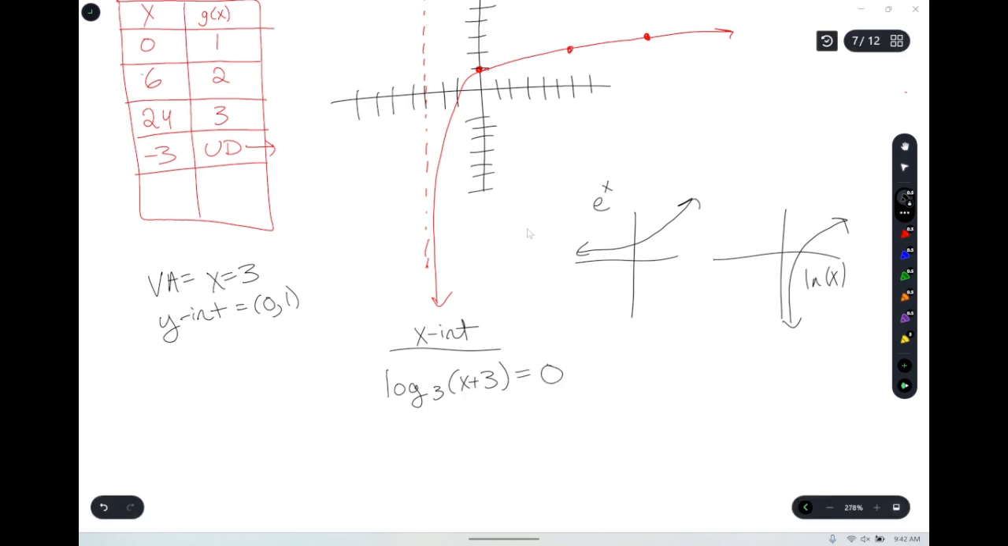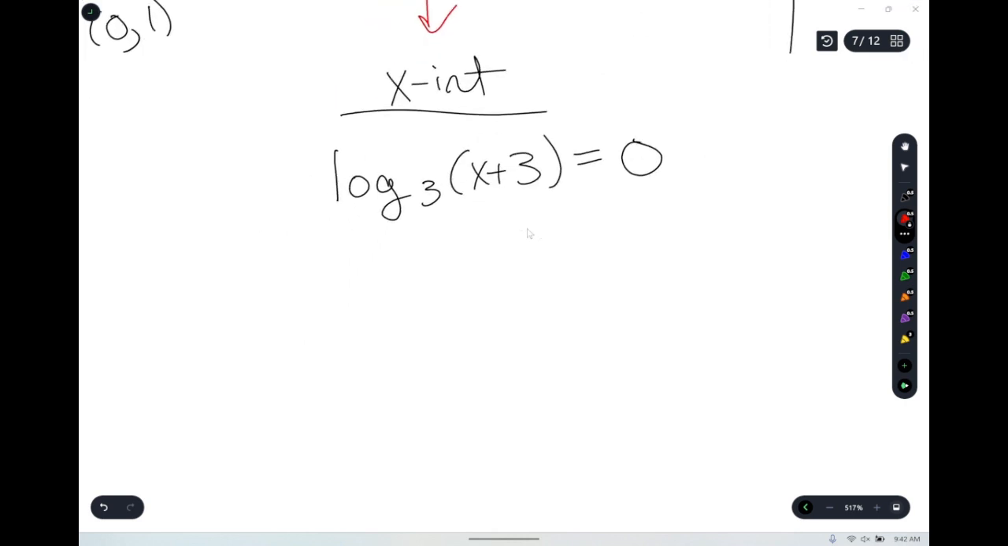Set it equal to 0. All right. Now how do we get rid of that log? Raise it to a power of 3. Thank you for remembering that. The opposite of log is this thing right here.